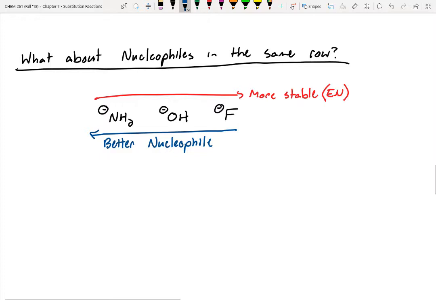What about a polar aprotic solvent? Then we just follow our basicity trends, right? So really, solvent doesn't play a role as you go across a row. It only impacts as you go up and down a column. So let's make a note. Polar protic versus aprotic doesn't really matter here.